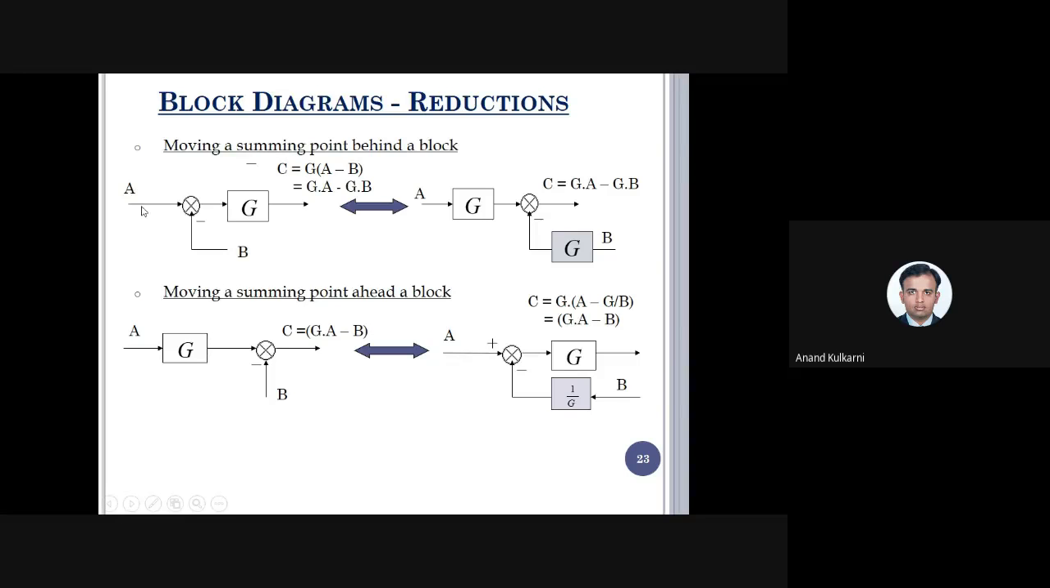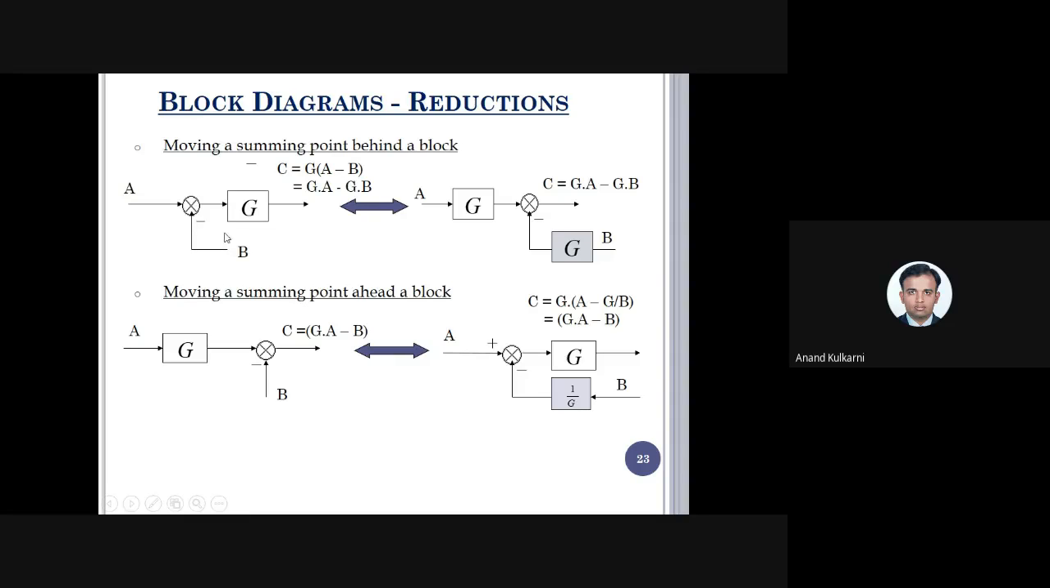Now, just observe here. Do not worry about what is happening here, only observe here. Here we have a signal that is A. Here we have a signal that is minus B, which is coming into the block. So after summing, it will be A minus B. So the output signal C is equal to G into A minus B. So the output signal which is coming here will be G into A minus B. So this is the present arrangement. In the present arrangement, we have two signals which are coming.